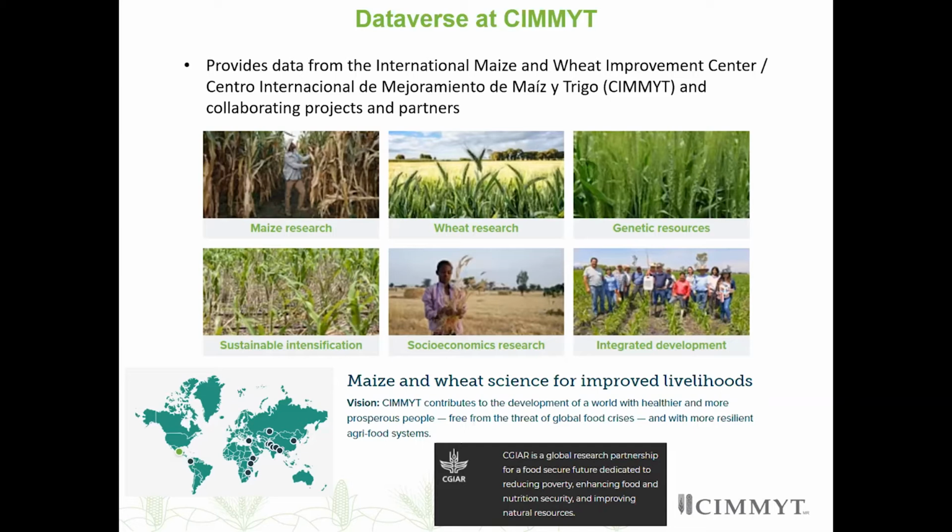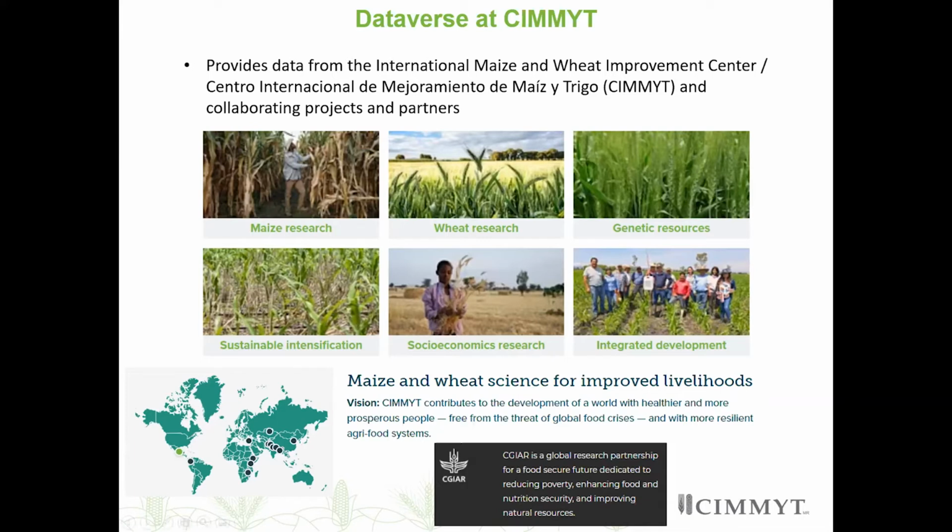And therefore, a lot of the data that we are presenting in our Dataverse are related to maize and wheat research and breeding efforts, genetic resources data, and also data from our programs that are working on sustainable intensification, socioeconomics related research, and also on integrated development.